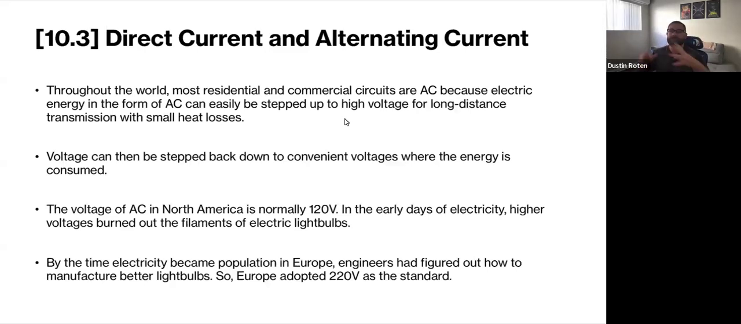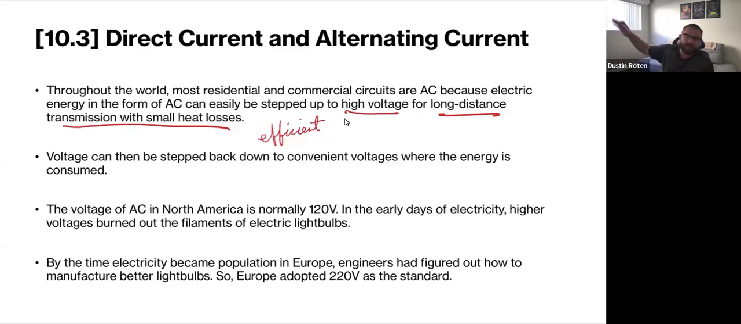So that's why here in the US, because the US is a very big country, we transmit our energy by stepping it up to high voltage and then transmitting it that way because we don't lose a lot of heat. It's more efficient. Once this energy gets to where it's going, we can actually step the voltage back down. So we transmit it with giant voltage across power lines. We can step things back down once it gets to the home or the business, whatever is going to be using that energy.